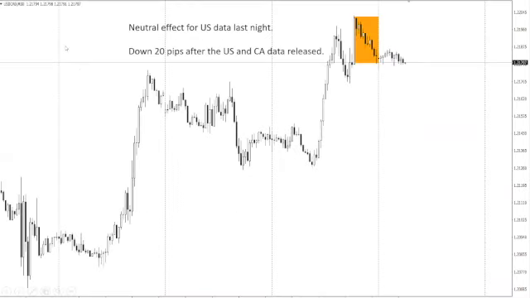And for the effect on the USD CAD, a neutral effect from the US data last night. But to be specific, the USD CAD was down 20 pips after the US and Canada data were released.